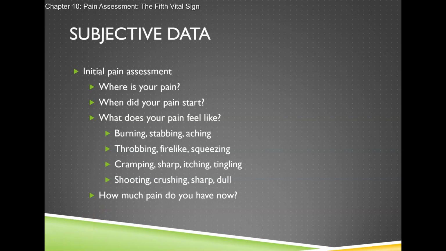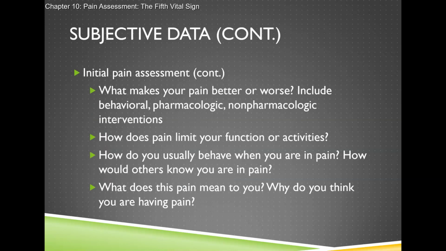And based on the type of things they say, you can tell whether or not it's a neuropathic pain, which tends to be shooting and tingling, or a nociceptive pain. Because a nociceptive pain, remember we said a lot of times it's more visceral, it'll be more aching, throbbing, so those are some things that you need to keep in the forefront of your mind.